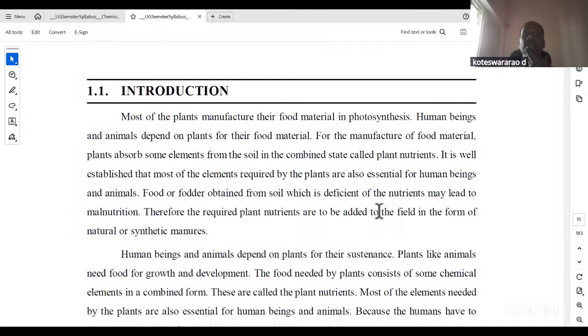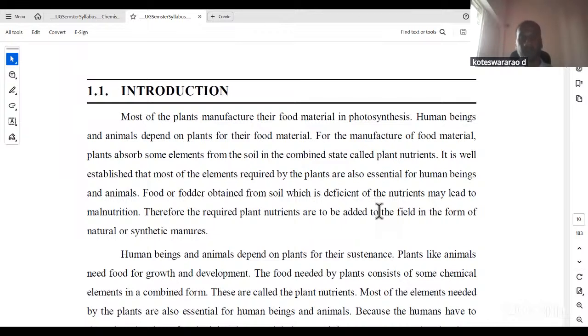Therefore, it is well established that most of the nutrients absorbed from the soil and atmosphere are in the form of elements. Those elements in the combined state may be in salt forms. Those salt forms of elements can be absorbed by the plants, then utilized in the food synthesis or food manufacture. Therefore, the elements required by the plants are also essential for human beings and animals.